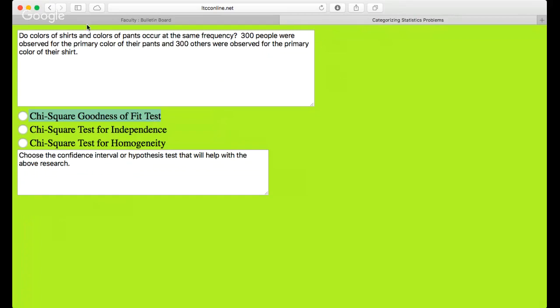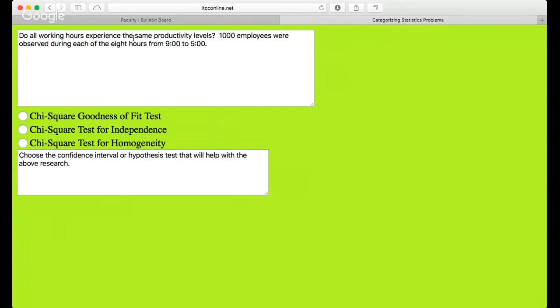Let's do a couple more. Do colors of shirts and colors of pants occur at the same frequency? Right now I'm seeing colors of shirts and pants. 300 people were observed for the primary color of their pants, and 300 were observed for the primary color of their shirt. I think this is homogeneity again. We've got two different populations being compared, with the colors being one variable.